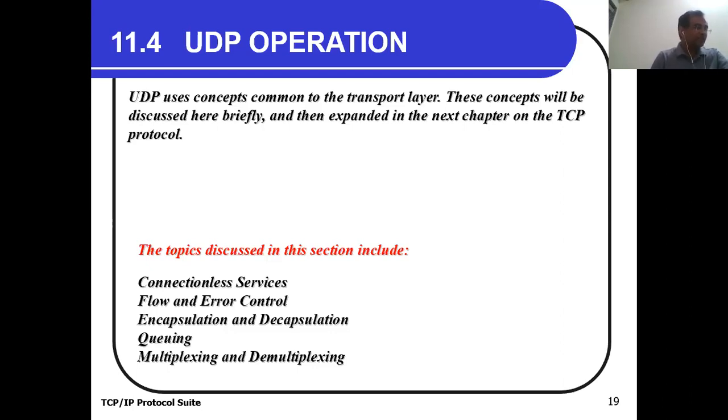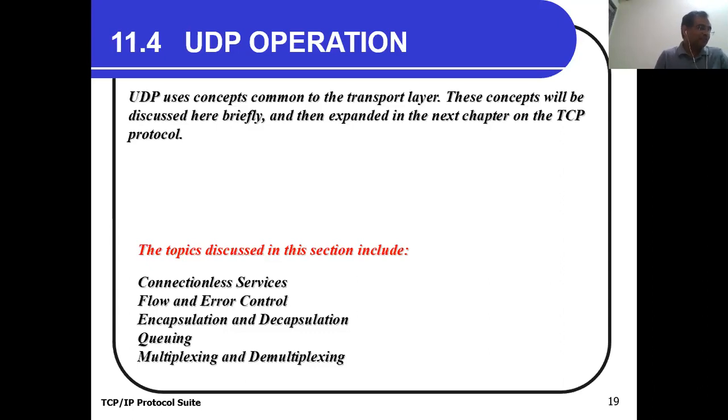UDP is a very simple, unreliable transport protocol, and there is no flow control, and hence no window mechanism is required. The receiver may overflow with incoming messages. There is no error control mechanism in UDP except for the checksum, which we have seen. This means that the sender does not know if the message has been lost or duplicated. When the receiver detects an error through the checksum, the user datagram is silently discarded, right? So this is how the message is discarded.